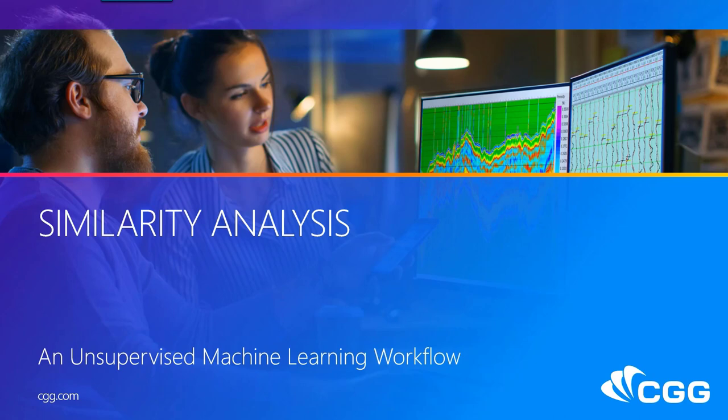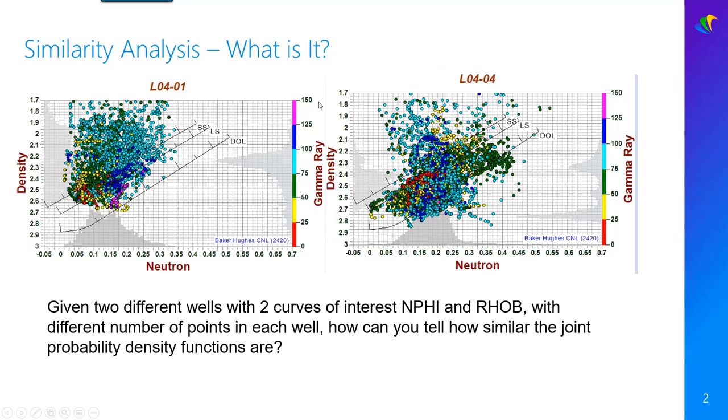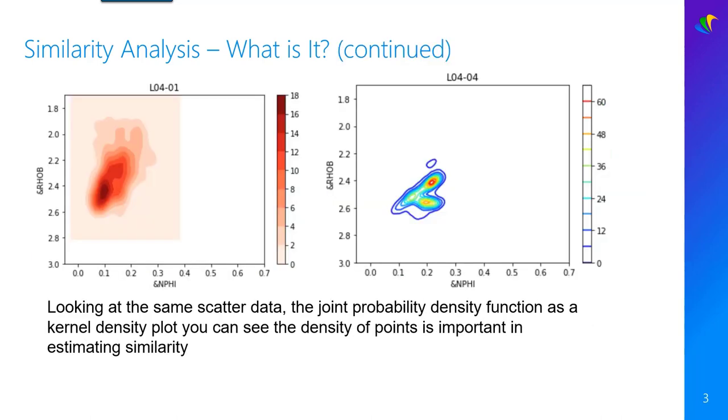Now, similarity analysis is an unsupervised machine learning workflow. So what is similarity analysis? Well, if you're given two different wells with two curves of interest, neutron and density, and you have a different set of points in each well, and a different number of points, how can you tell how similar the joint probability density functions are? Looking at cross plots isn't going to help you, any multi-well cross plots, because you really don't get any metrics out.